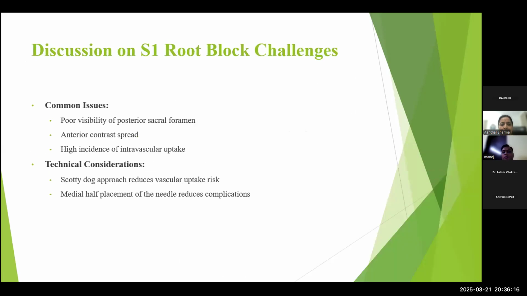So then the common issues encountered during the S1 root block challenges are poor visibility of the posterior sacral foramen, anterior contrast spread, and there is a high incidence of intravascular uptake. Then technical considerations to overcome these challenges are: the Scotty dog approach reduces the vascular uptake risk, and medial half placement of the needle reduces the complications in the lateral.